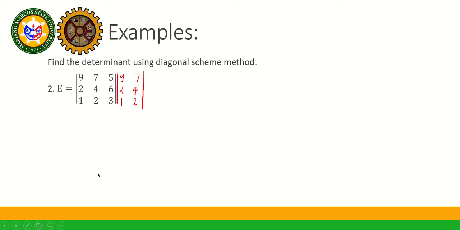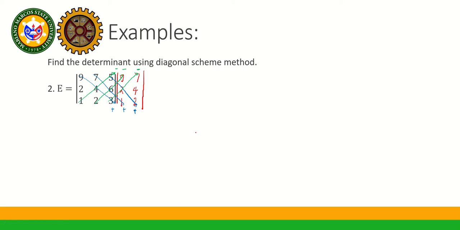And then we put the diagonals. Okay, so pababa natin will be this one. Yan. And then 7, 6, 1, and then 5, 2, 2. Pataas naman natin will be ito. Yan. 2, 6, 9 and then 3, 2, 7. Of course, these are all negative. And sa pababa naman, these are all positive. Okay.